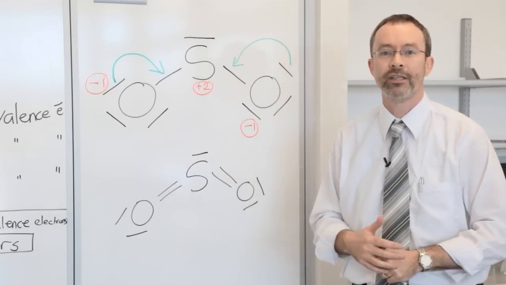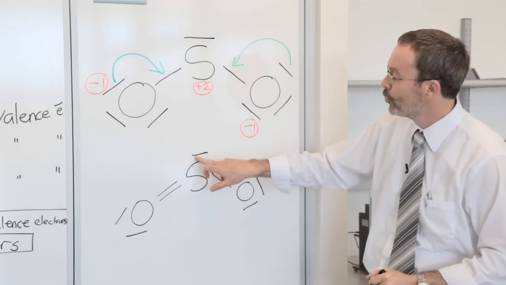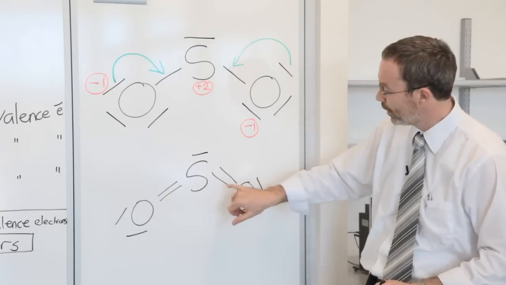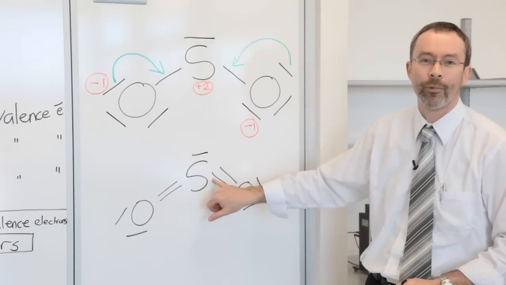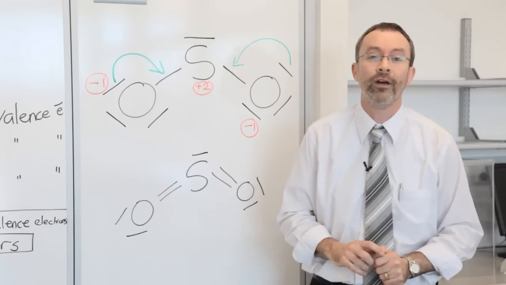We know we have 6 valence electrons in an isolated sulfur atom. Now we have 2, 1 from this bond, 1 from that bond, which is 4, 1 from that bond, 1 from that bond, which is 6. 6 minus 6 is 0. We have a neutral sulfur.